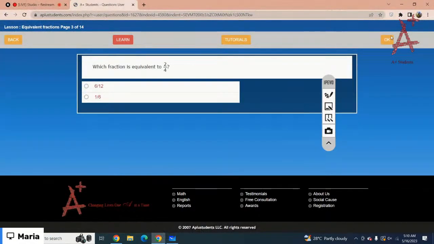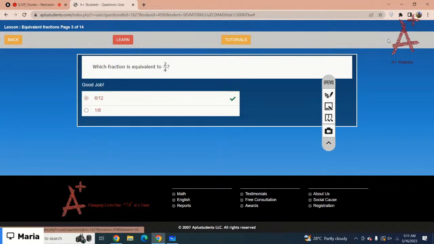Okay, which is the correct option? Which fraction is equivalent to 2 by 4? 6 by 12 or 1 by 6? Which one equals 2 by 4? It would be 6 over 12. 6 over 12 and 2 by 4 are exactly equal.